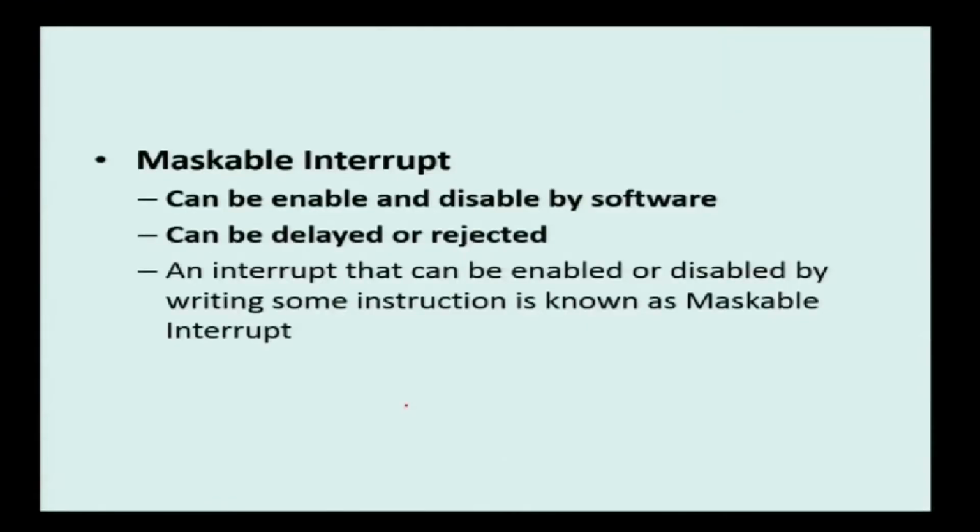Maskable interrupt means, there are 5 interrupts available in the 8085. Among them, a few interrupts can be enabled or disabled by software instructions. That kind of interrupts are called maskable interrupts. There are 4 interrupts: RST 7.5, 6.5, 5.5 and INTR. These 4 interrupts are named as maskable interrupts. So, these interrupts can be enabled or disabled by instructions.